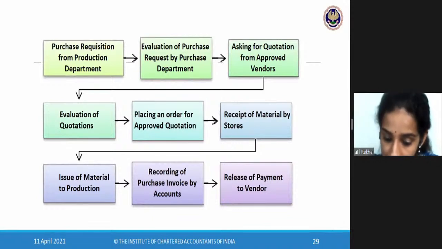Yes, EOQ level. Yes. Okay, process to procure material. Yes, process to procure materials. Yes, depending on the quotations, it's right. Okay.